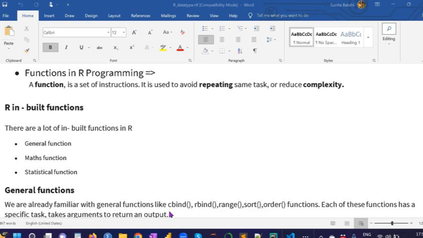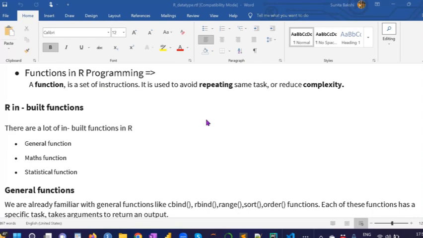Hello everyone. Today I am here with a new topic, which is R functions. What is the role of a function in R? First, we know the definition of the function. A function is a set of instructions. It is used to avoid repeating the same task or to reduce complexity.